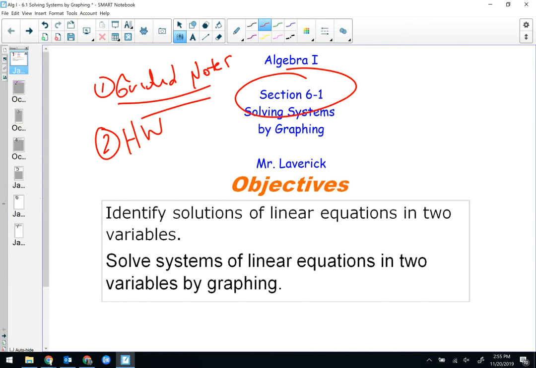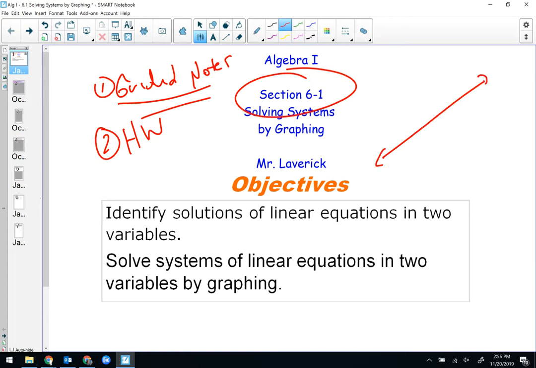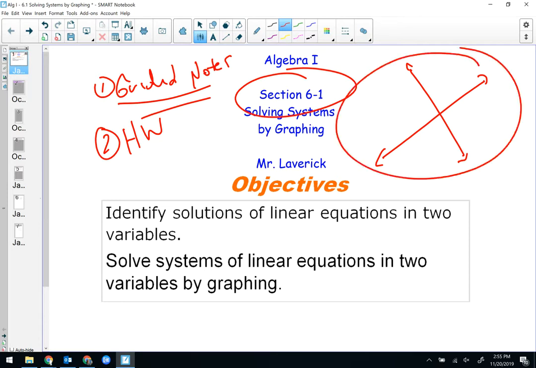Now, what is chapter 6? We just finished chapter 5, which is all about straight line functions. Now chapter 6 is all about: what is the solution when we put two straight line functions on the same graph? That's really what we're talking about in this entire chapter. What happens when two lines cross, or when we put two lines on the same graph?